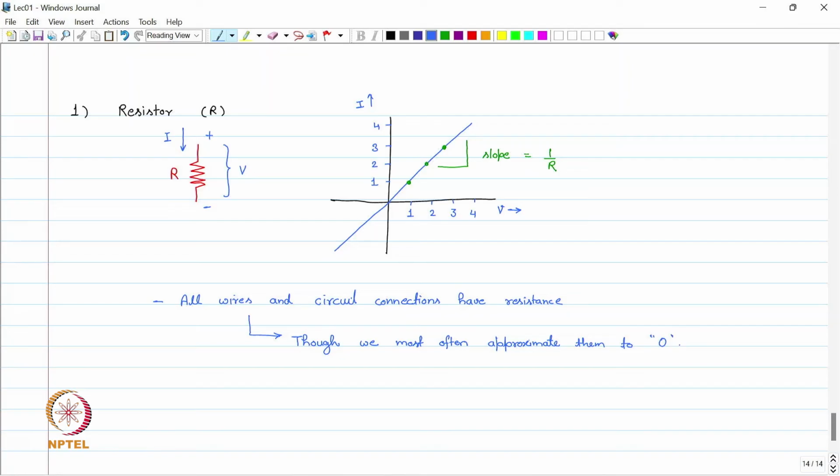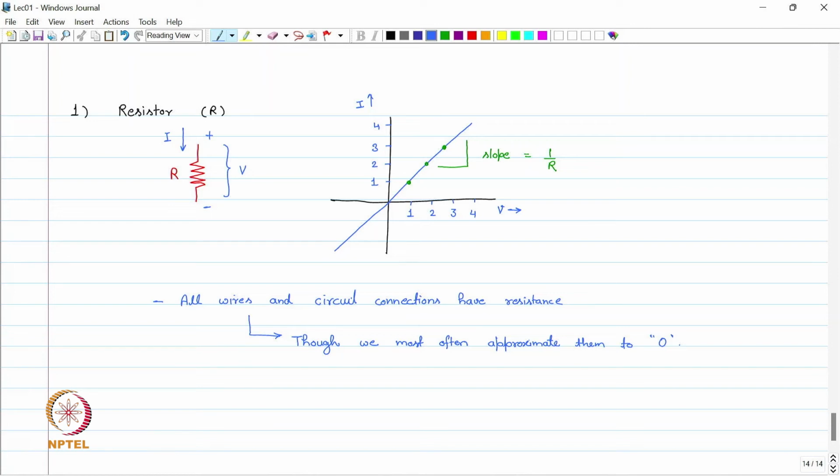So here we see the symbol of a resistance, which is this zigzag symbol, and the current flows from positive to negative terminal, producing a voltage across the element. If we draw the I versus V graph, then the graph comes out to be linear and the slope of this line is 1 upon R.